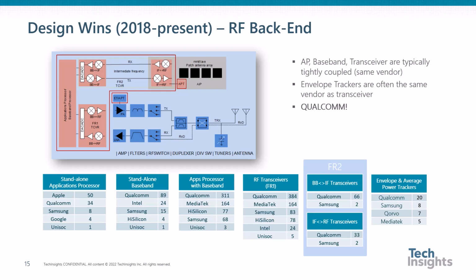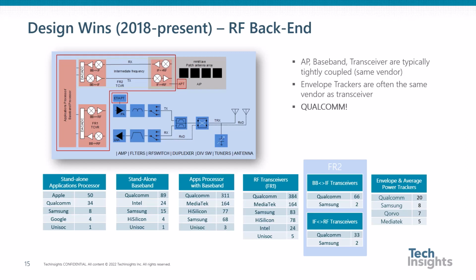The millimeter wave transceiver architecture is split between the RF to IF section located within the AiP and the IF to baseband on a standalone component closer to the modem. So again, this is an extract from the Tech Insights platform and represents design wins, not unique components. No surprise that Qualcomm dominates in all sectors, except the standalone applications processor, which is topped by Apple, of course.